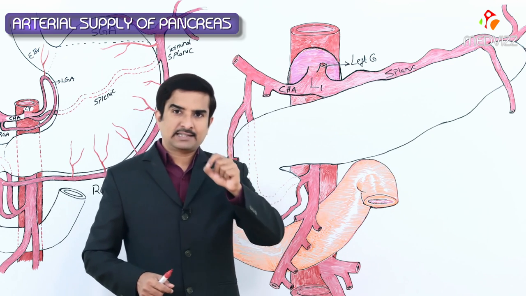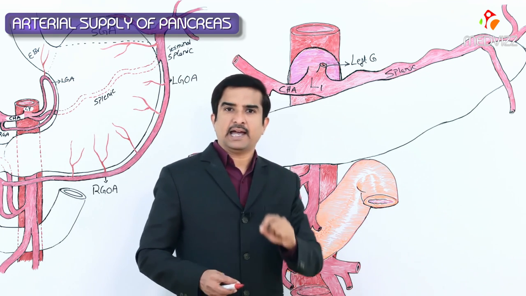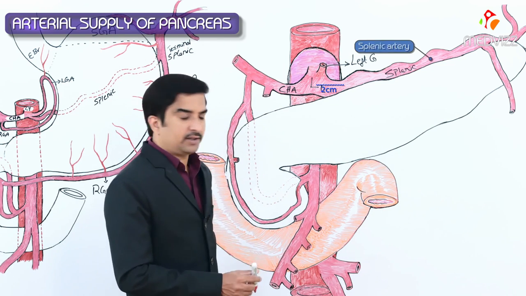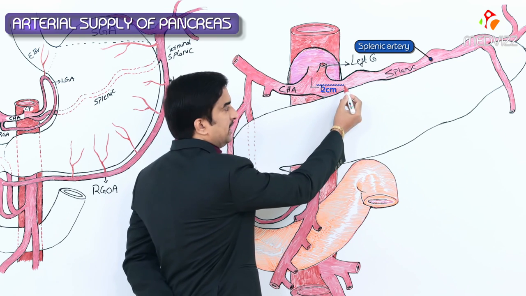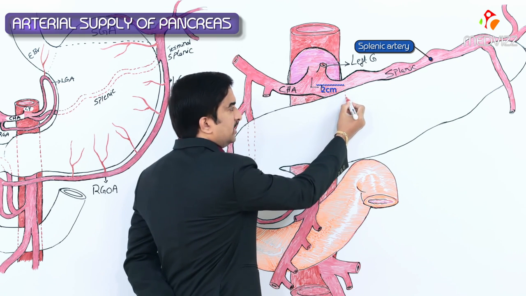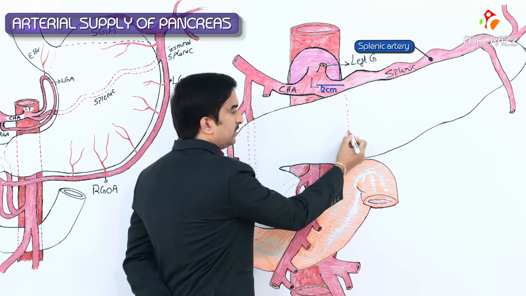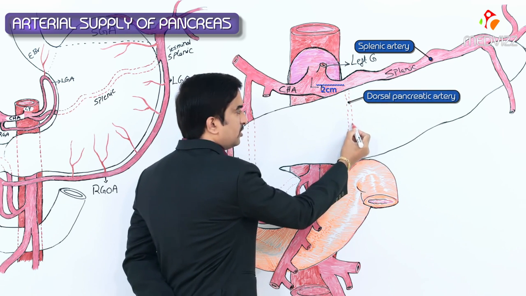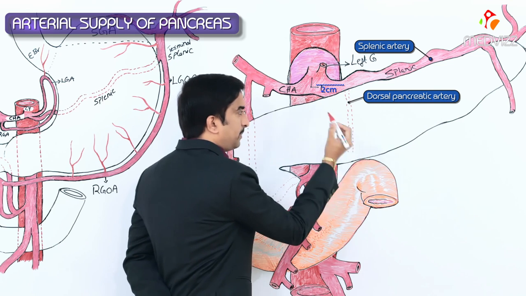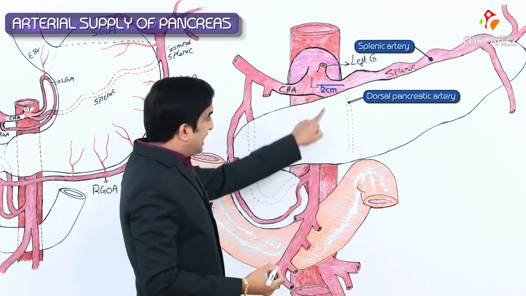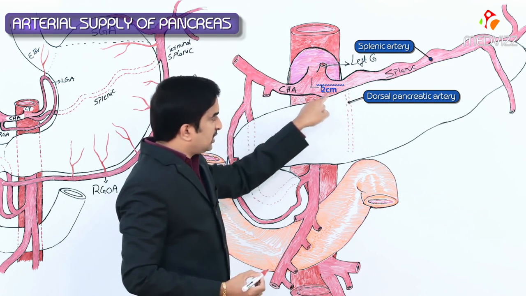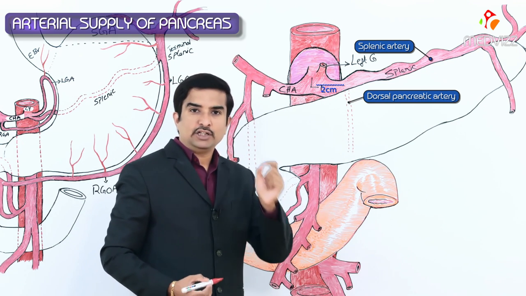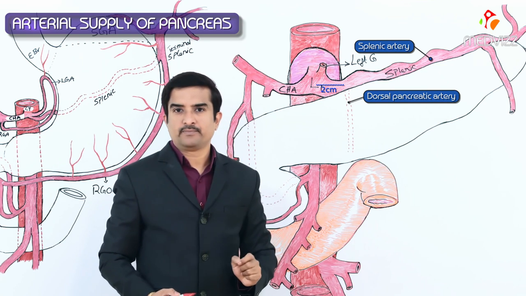This dorsal pancreatic artery commonly arises from the initial 2 centimeters of the splenic artery. For example, if you see, this is the splenic artery. So here, this dotted line, let us assume that this dotted line is the dorsal pancreatic artery, from the initial 2 centimeters of the splenic artery, where you can identify the origin of the dorsal pancreatic artery.